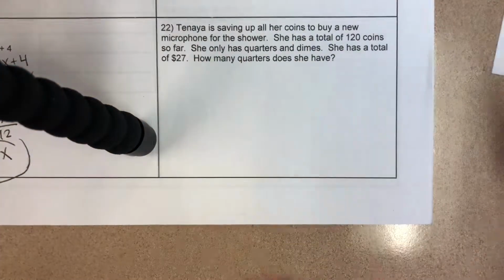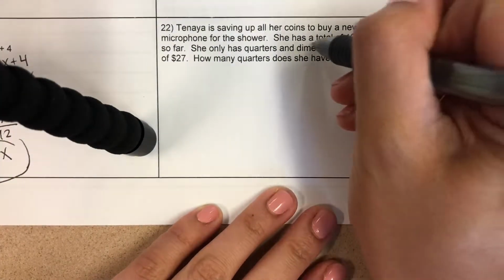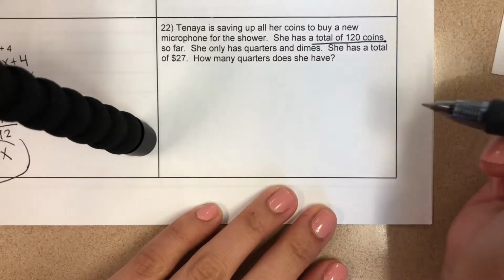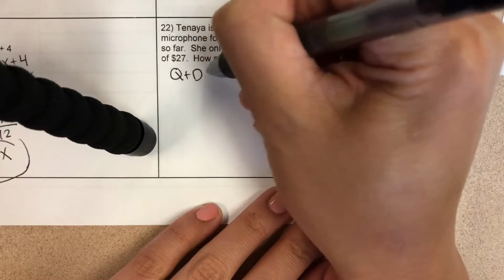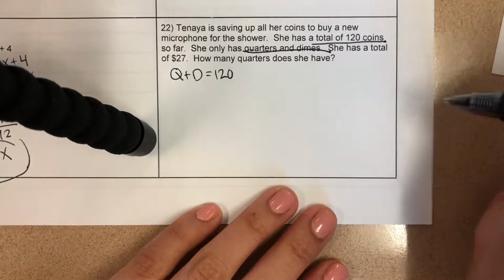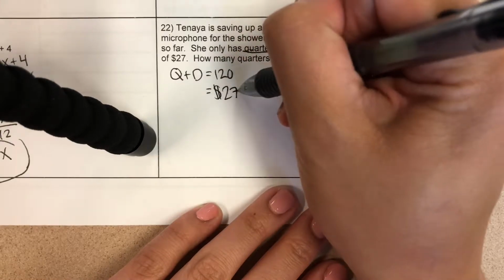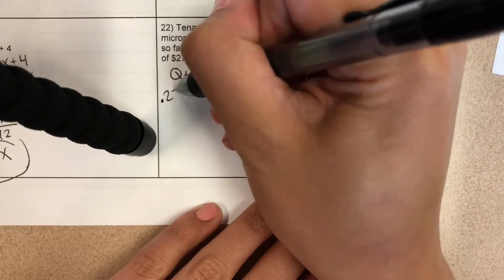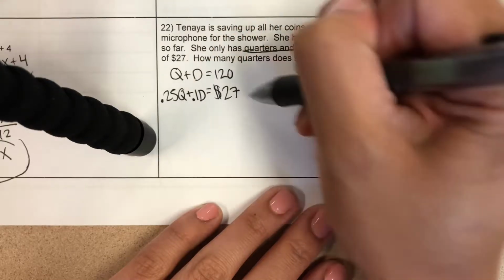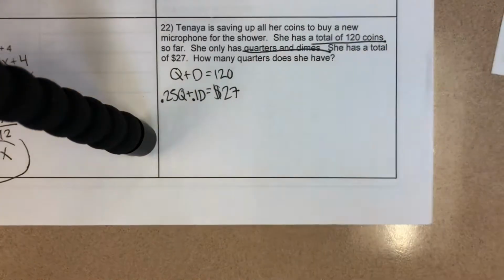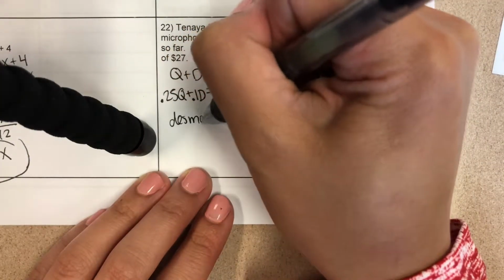Okay, 2 ways to do this. Either way, it's going to be a systems problem, so I have to figure out what the 2 equations are. I have a total of 120 coins, and I know they are quarters and dimes. So quarters plus dimes will give me 120 coins. Total of $27. So I know quarters are worth $0.25, so 0.25Q, plus 0.1 for dimes, because they're 10 cents, will give me 27.